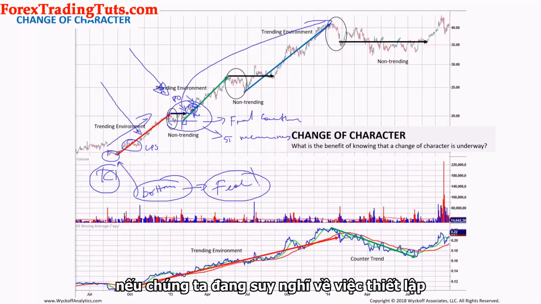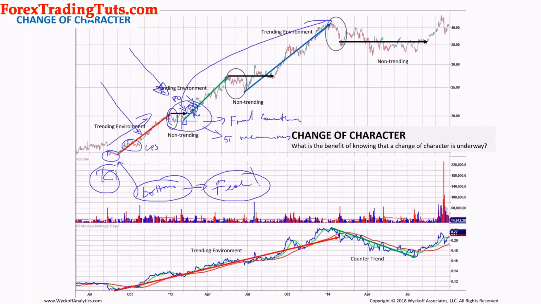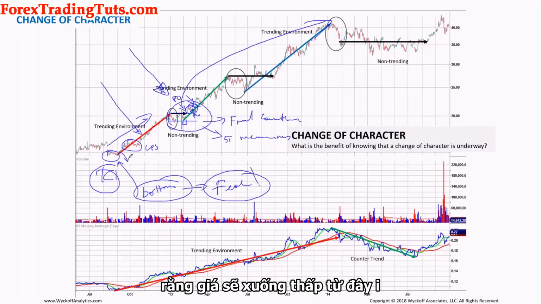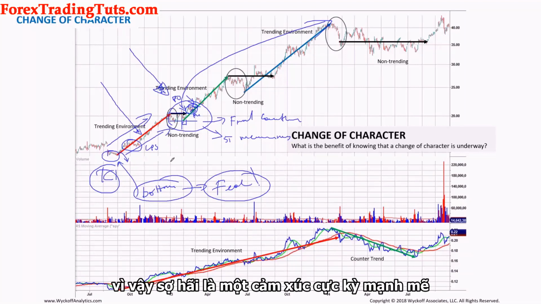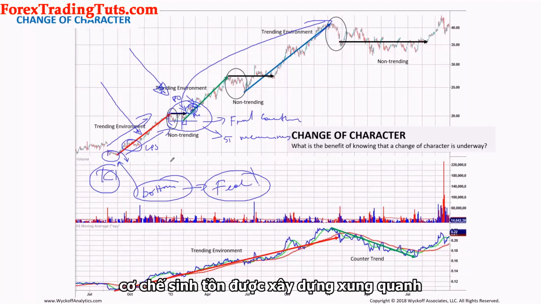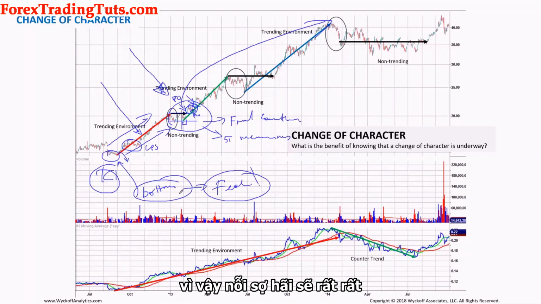if we're thinking about establishing the position at the lows of phase C, we're basically saying, I'm fearful that the price will go low from here. I always want the price to go higher. So fear is an extremely strong emotion for us, humans. And a lot of the survival mechanisms are built around fear, and our trading, unfortunately, is built around those survival mechanisms. So fear is going to be very, very dominant.